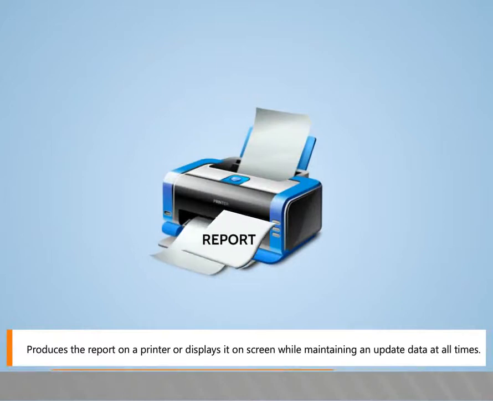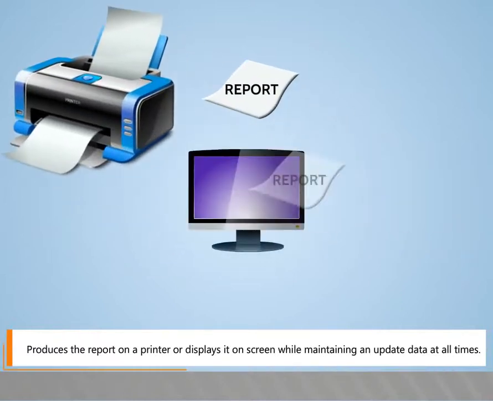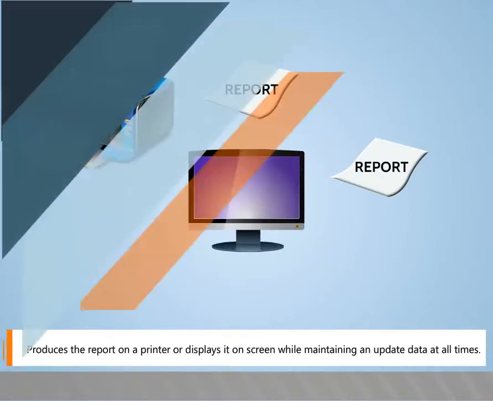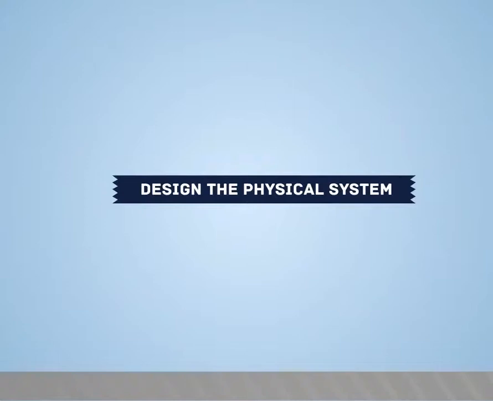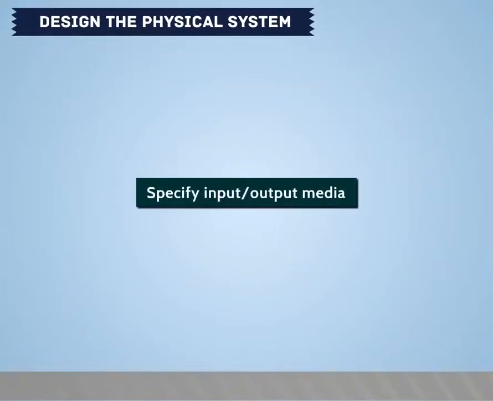Produces the report on a printer or displays it on screen while maintaining and updating data at all times. Physical design essentially consists of the following steps. Design the physical system. Specify input-output media.